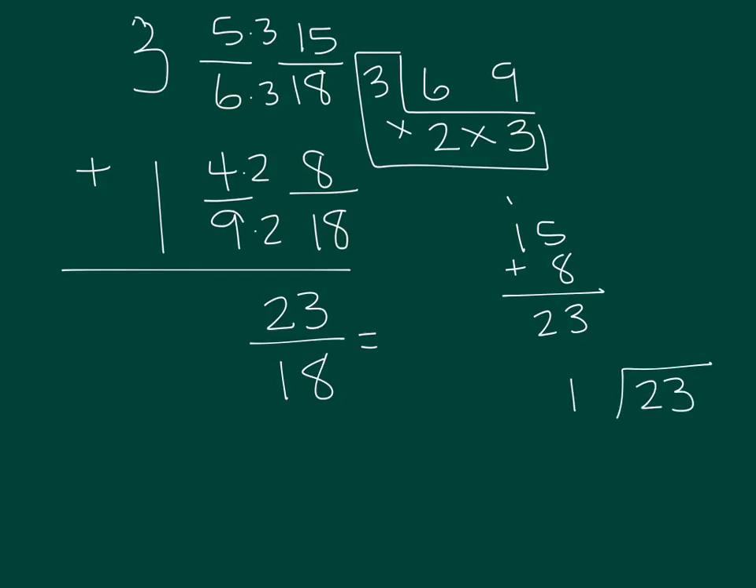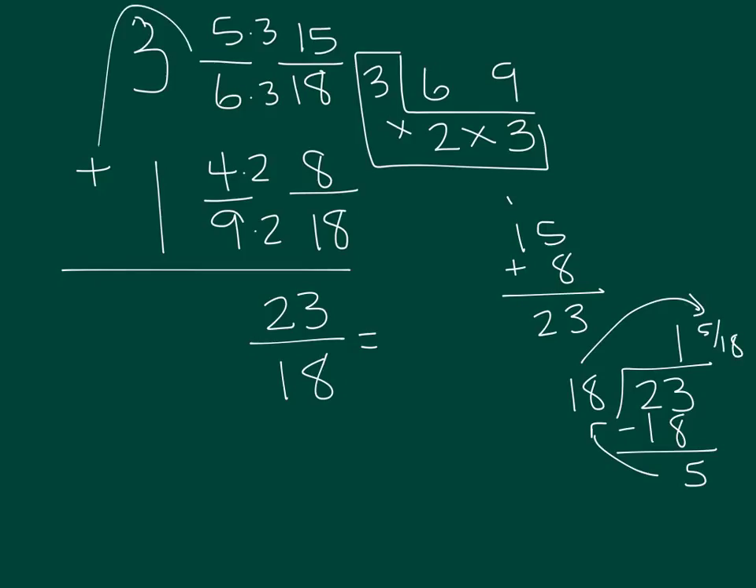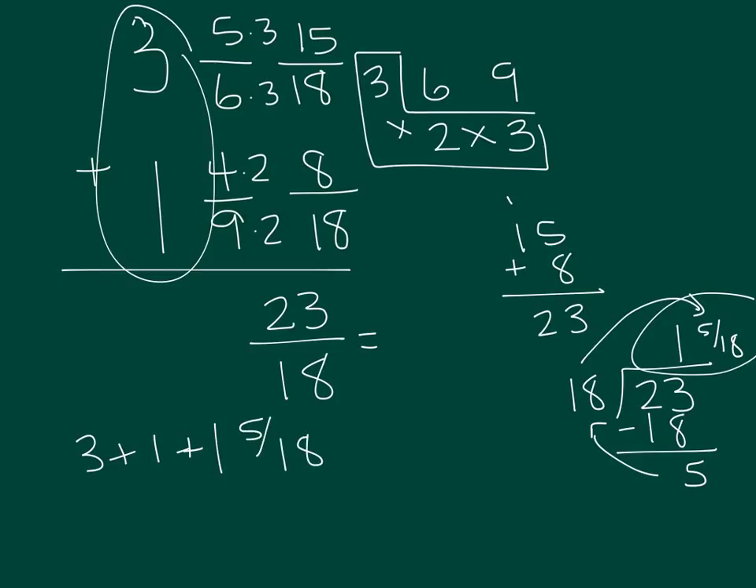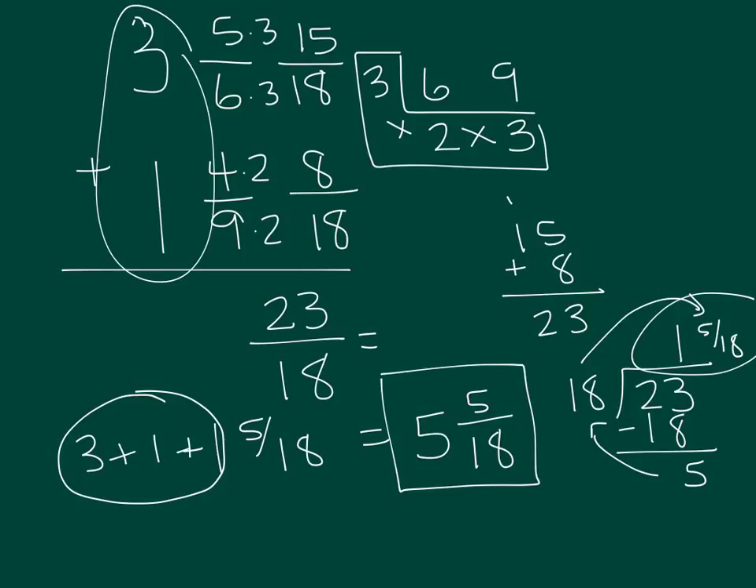23 divided by 18, that would go in one time, with 5/18 left over. But I still have a 3 plus a 1 plus this 1 and 5/18. 5/18, I almost said 5/8. And so that's 1 plus 1 plus 3 is 5 and 5/18. 5/18 cannot be reduced. That's my final answer.